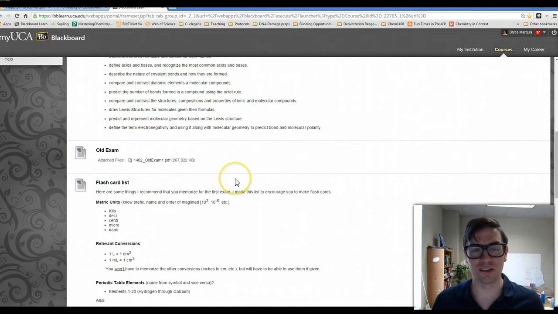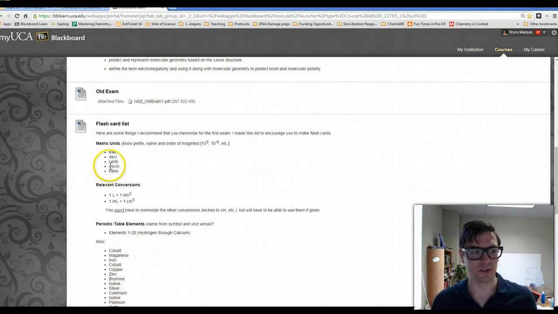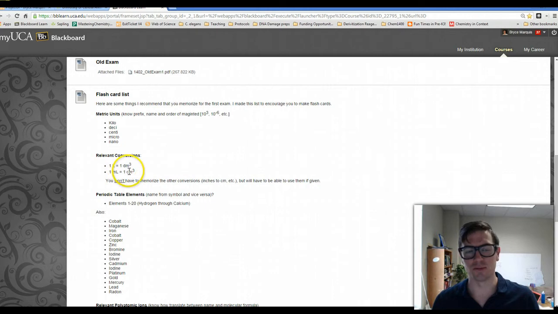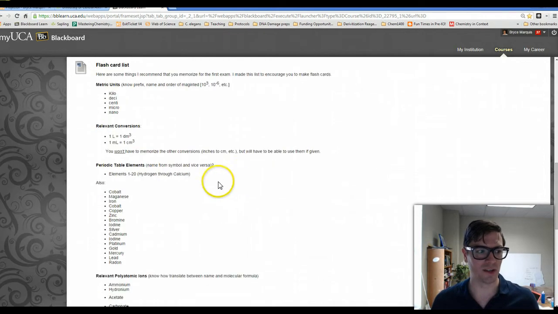Here is the recommended flashcard list. These are things I'm going to expect you to know, information I'm not necessarily going to give you. You'll see here are the metric units I want you to know. Here are some relevant conversions. I'm not going to ask you to memorize a whole bunch of the other conversions, like inches to centimeters and things like that. I will give you them, and you will have to be able to use them, but you don't have to know them off the top of your head.